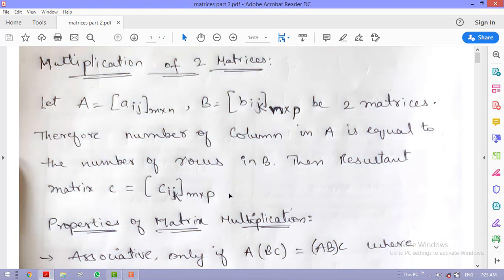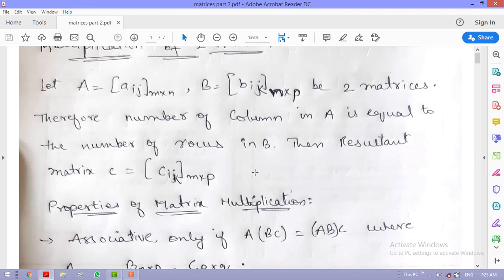You can pick any two matrices where the number of columns in A is equal to the number of rows in B, then you can perform your multiplication, right? And that's a simple multiplication, so I'm not showing any example. After that I am going to tell you about the properties of matrix multiplication.